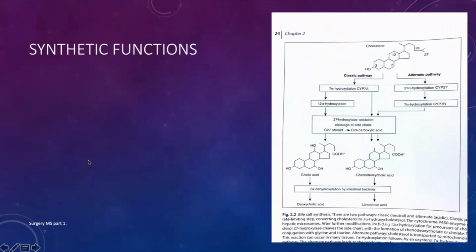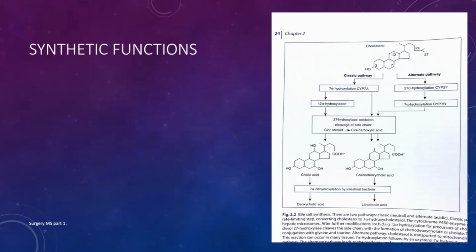Right. So if you look at the synthetic functions, this is one example only, which I picked as the most important, I would say, for your exam and then for your vivas, and even later on, as a surgeon, this is what is really important. So if you look at the cholesterol molecules, which ultimately result in bile salt synthesis, usually there are two pathways. So the cholesterol can take the classic pathway or the alternative pathway.